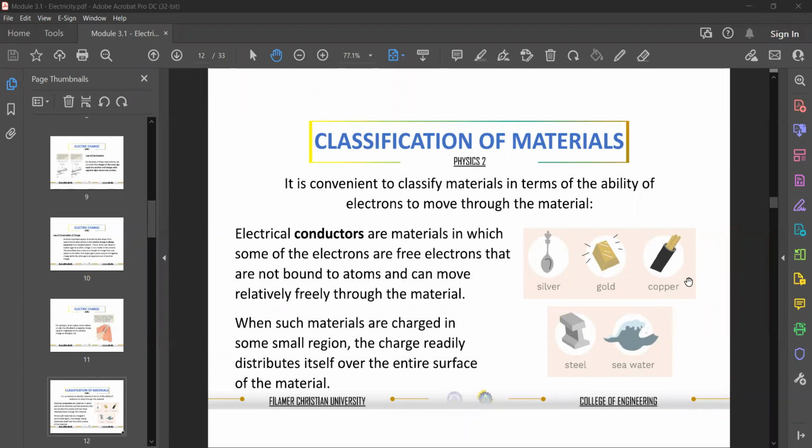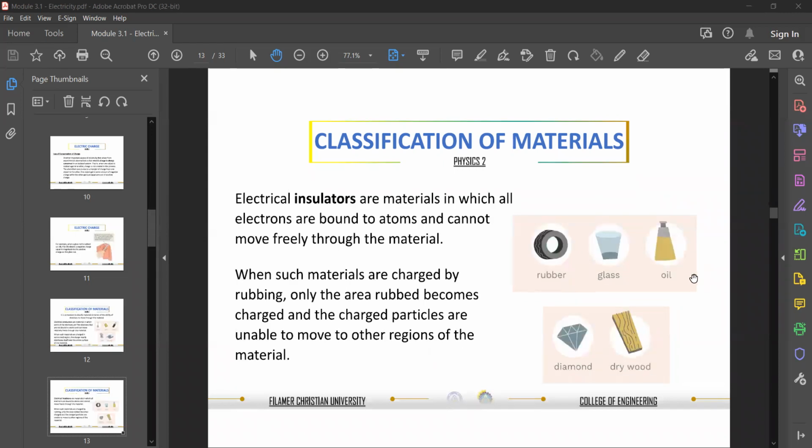So when such materials are charged in a small region, the charge readily distributes itself over the entire surface of the material. Meaning, let's say meron kang 1 meter na copper. Copper is a conductor, so automatically it conducts electrons throughout that copper, throughout that material. So the electrons there are freely moved.